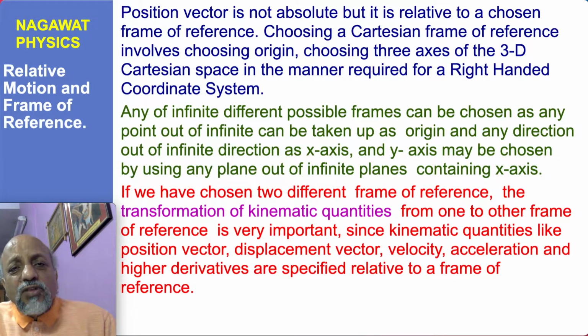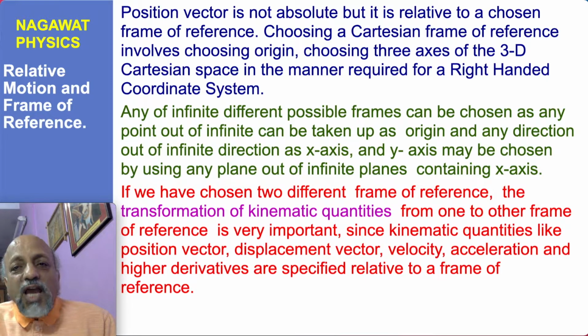But in any case, the position vector is not an absolute quantity, and by absolute I mean one which is independent of frame of reference, which has the same value in all frames of reference. Like the mass of the particle, which we have considered an intrinsic property of the particle, is an absolute quantity in Newtonian mechanics. But the position vector is relative, relative to a frame of reference.